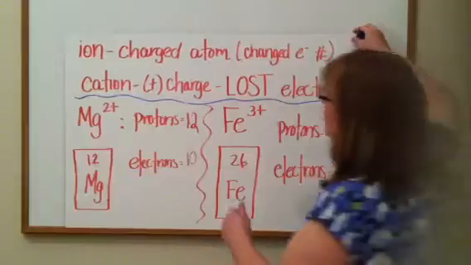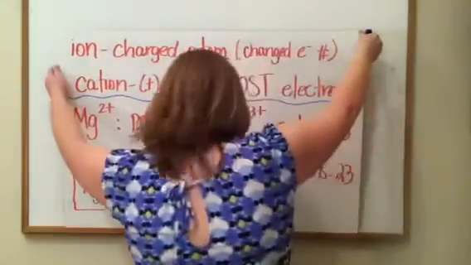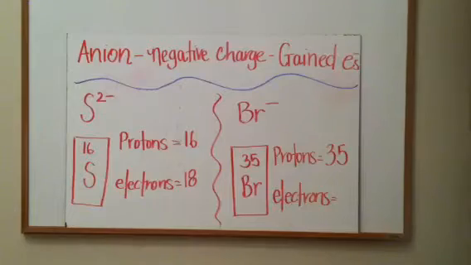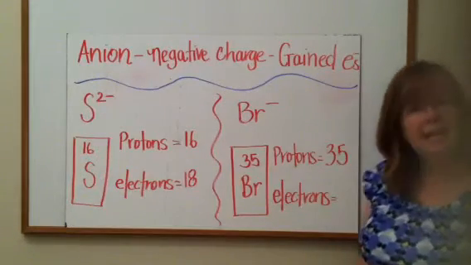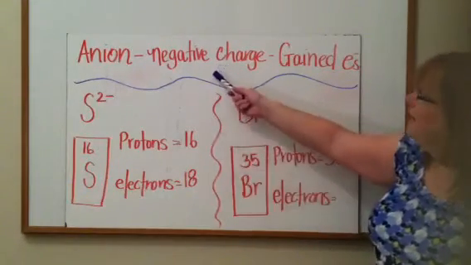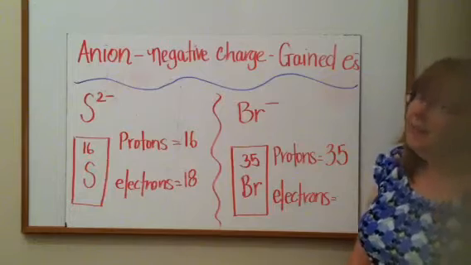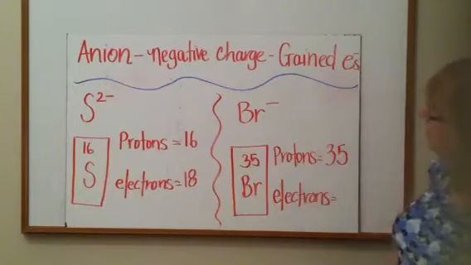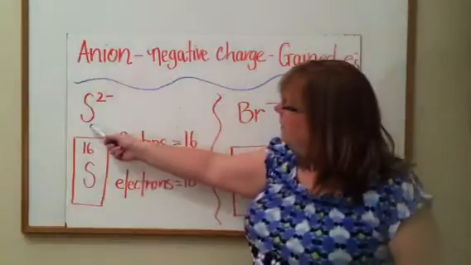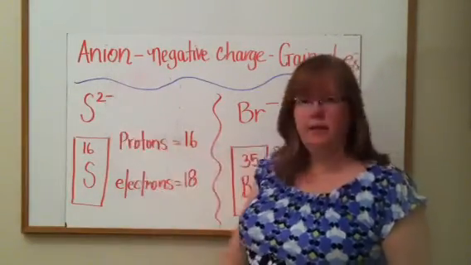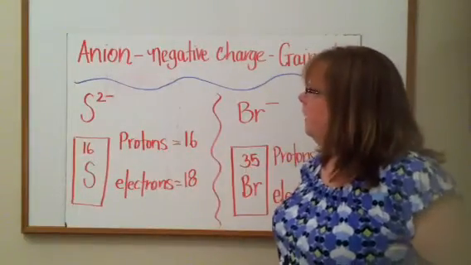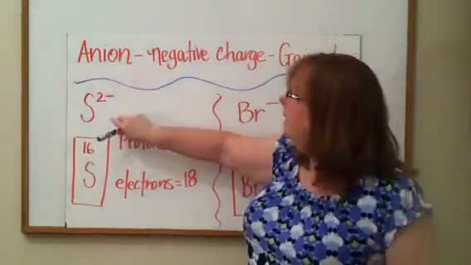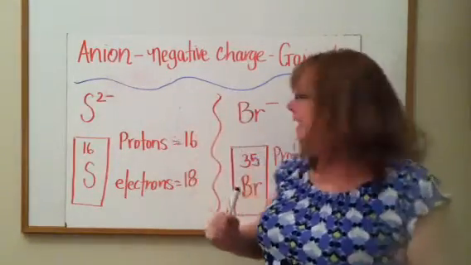Now, atoms can also gain electrons, and when an atom gains an electron, it's called an anion. An anion is an ion that has a negative charge. It got that negative charge by gaining negative electrons. Here we have sulfur with a negative 2 charge. Well, we call this sulfide. We'll learn that when we're naming, that anions tend to have the "ide" ending.